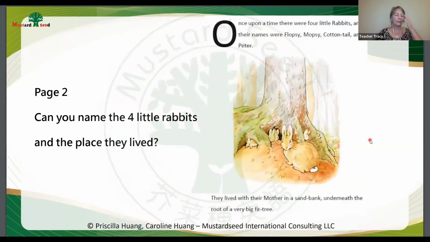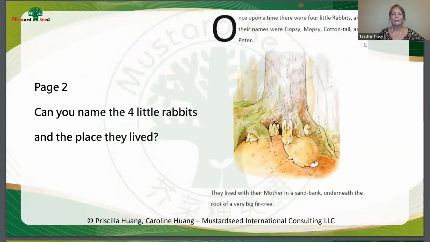All right, in this particular part I'm just going to start reading this little part on the page. We are looking for all of the little rabbits that live together, and what are their names? So we have to name the rabbits. Who would like to read first? Anyone? Oh, Paul's got his hand raised. Are you ready, Paul? All right, you may go ahead.